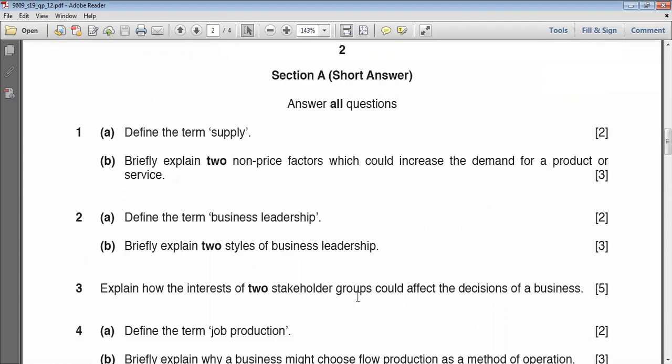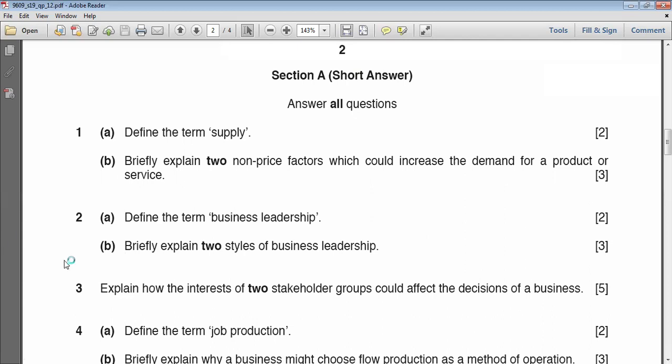Now let us focus on section A, short answer. We have to answer all. As I mentioned, questions 1A, 2A, and 4A are define. Define can be anything: define business, define motivation, define demand, define supply, define production, define finance, define leadership, as what is being asked here. This can be any definition.